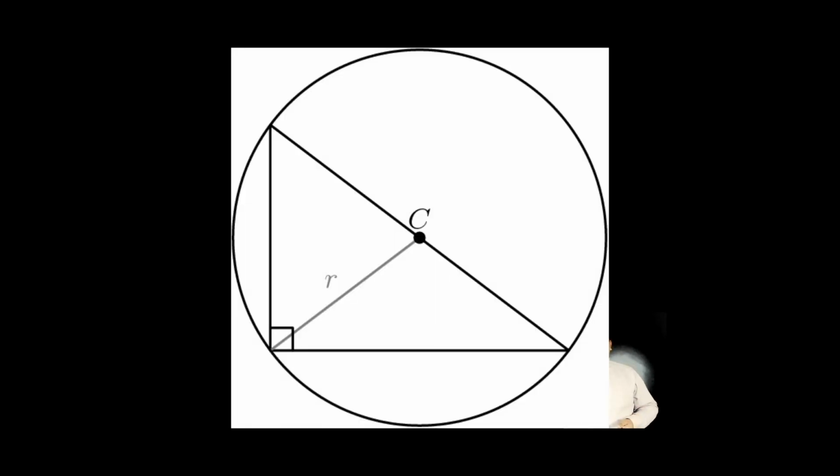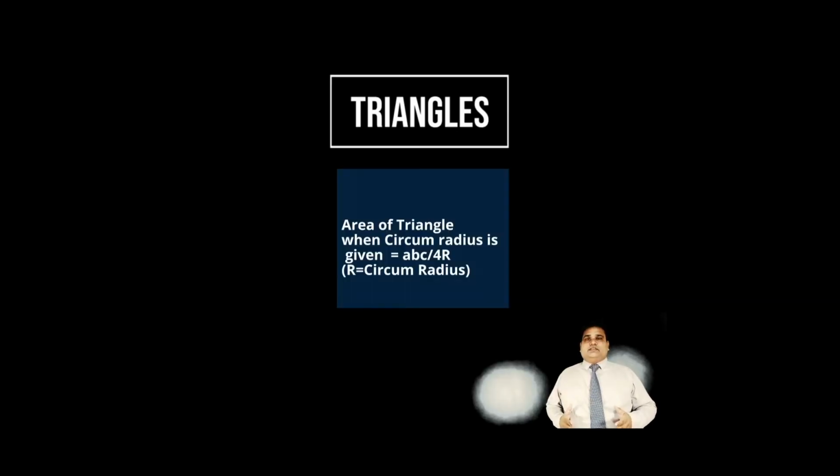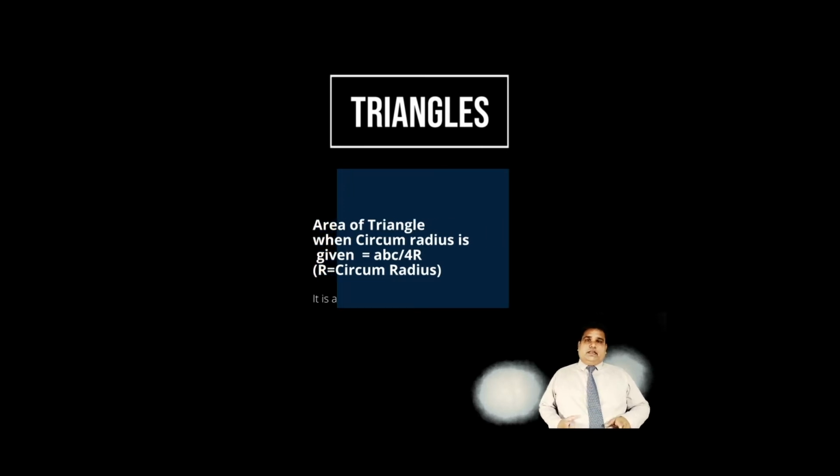So if we need to find out the area of a triangle, generally they will give you the circumradius and all three sides and ask us to find out the area. So now we have learned the formula. The formula is what? A is equal to abc upon 4R, where a, b, c are the three sides and R is the circumradius.